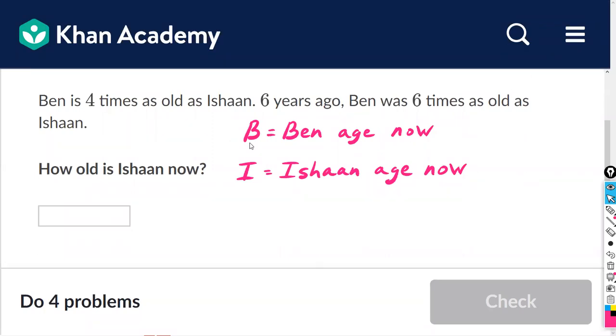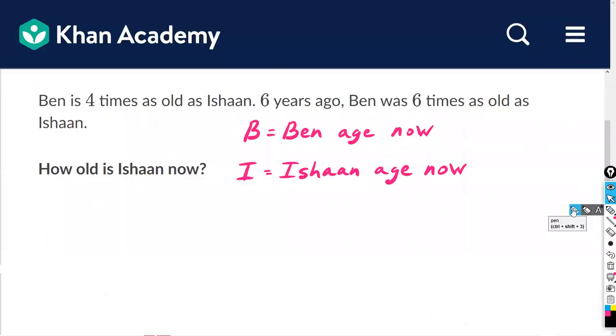So I'm going to let B equal Ben's age now and I equal Ishaan's age now. So let's look at the first sentence. It says Ben is 4 times as old as Ishaan. So Ben, which is B, Ben's age, is going to equal 4 times Ishaan's age. So it's just going to be 4 times I, right? Ben is 4 times as old as Ishaan.